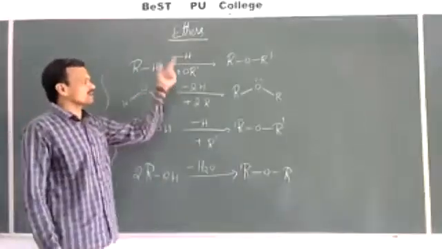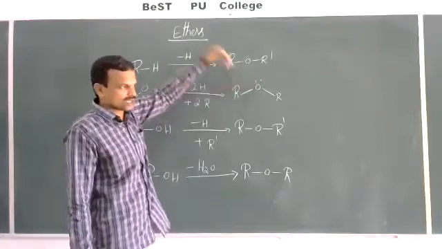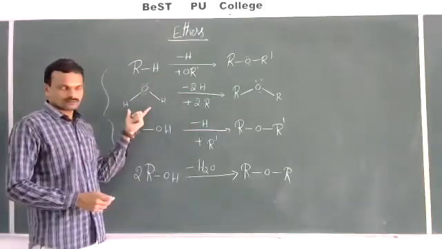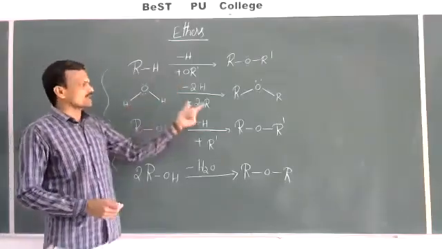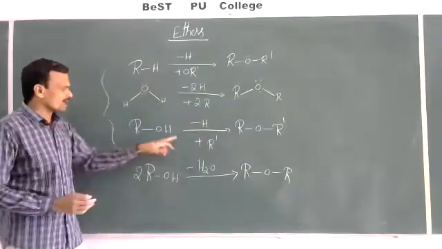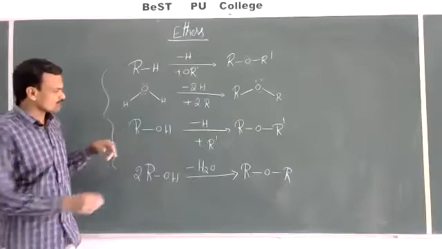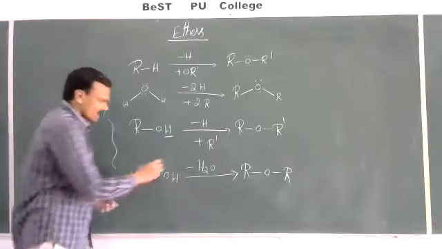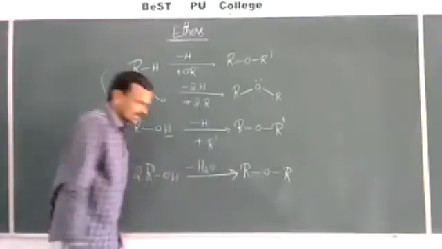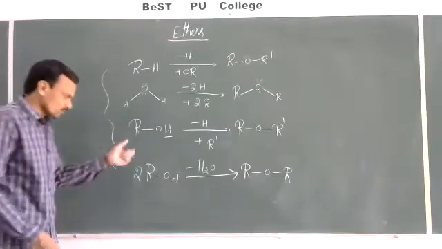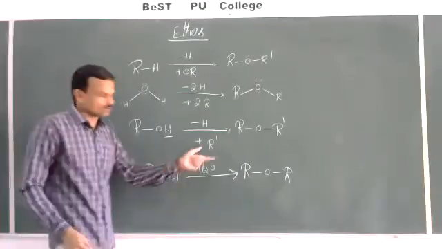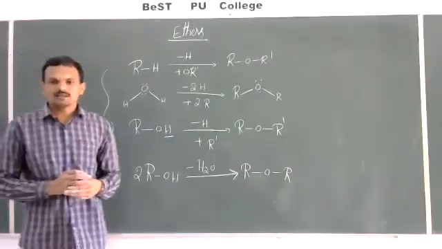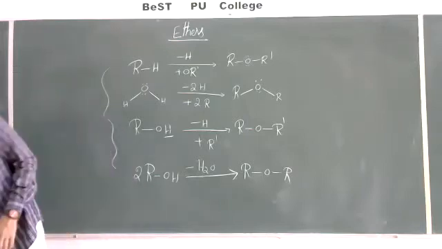So ethers are alkoxy derivatives of alkanes obtained by replacing hydrogen by an alkoxy group, or dialkyl derivatives of water, in which two hydrogens of water are replaced by alkyl groups, or alkyl derivatives of alcohols, in which the hydrogen of the hydroxyl group is replaced by an alkyl group, or the intermolecular dehydration product of alcohols. From two alcohol molecules, if we eliminate one water molecule, we can get ether. So like this, in four different ways we can define ethers. This is regarding the definition of ethers.